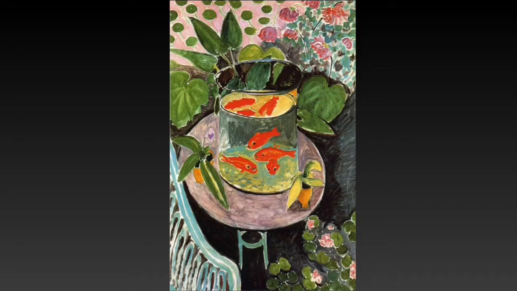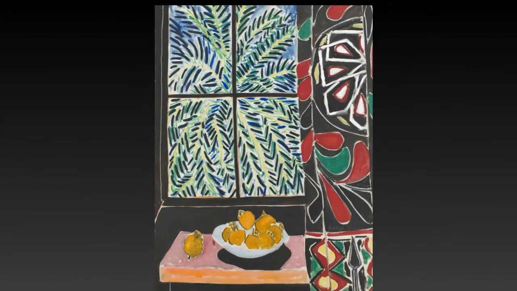Here is one of his still life paintings. They're little goldfish on a table. I think they have such fun personalities, and I love all the plants in the background. Here he has lemons sitting on a table. My favorite part of this painting, though, is the window and that neat tree behind it.